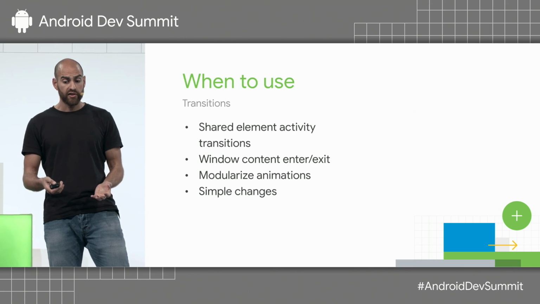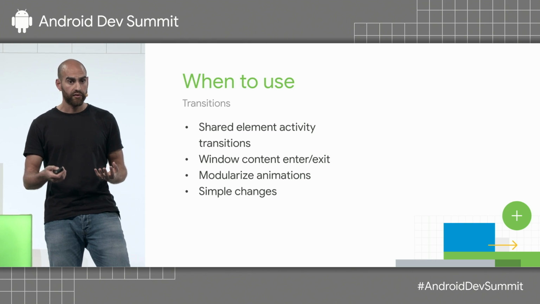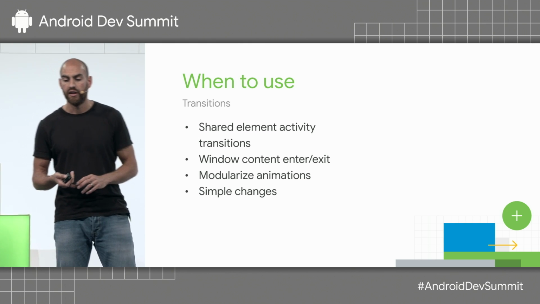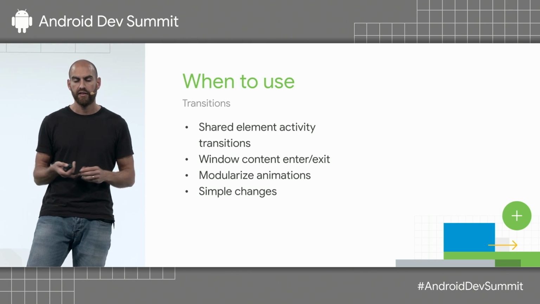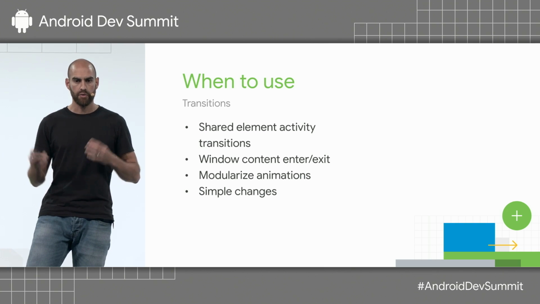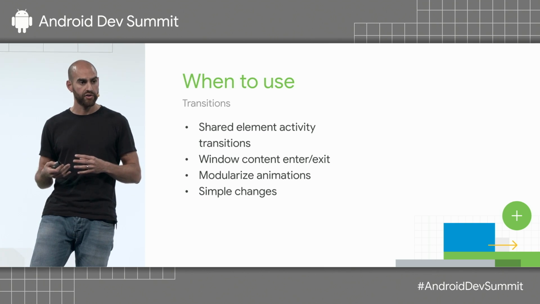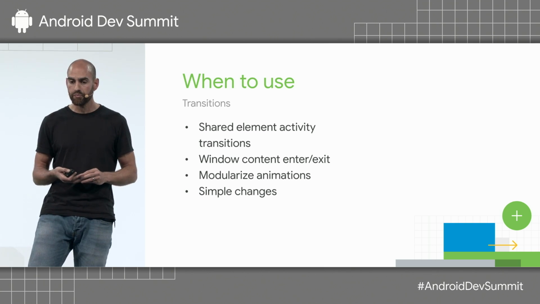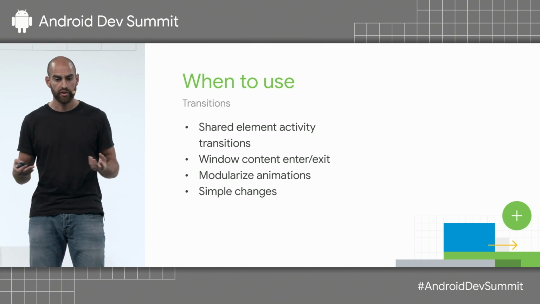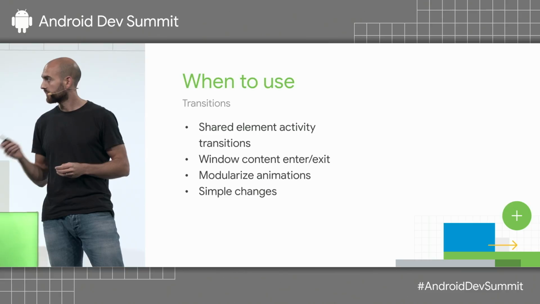So when should you use the Transition API? Shared elements for me is a really, really strong use case. Window content enter and exit as well. Also, if you're looking to modularize and compose your animation code, then transitions can be really helpful, as well as simple changes using the beginDelayedTransition method. So transitions definitely still have a use case.